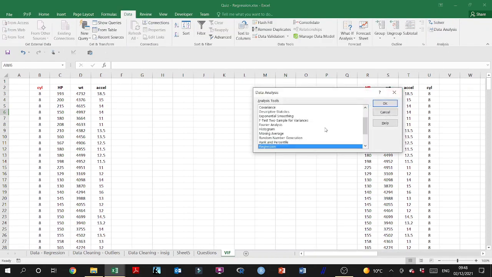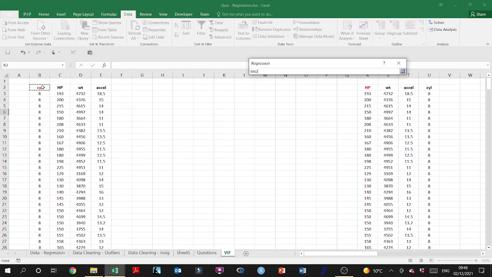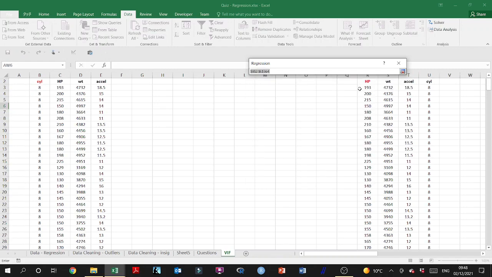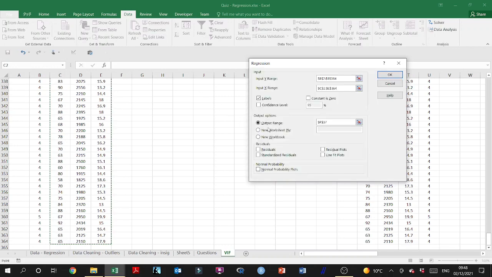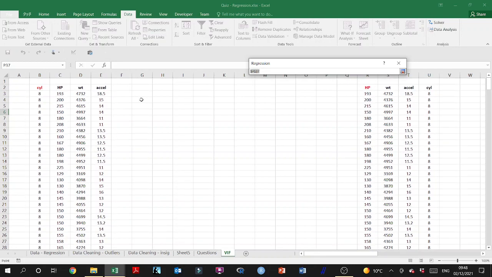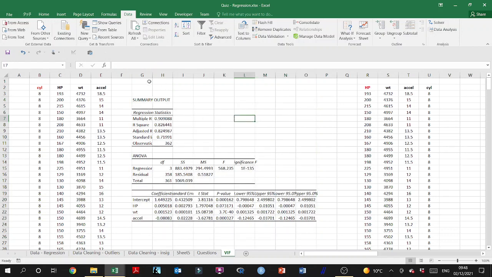Data analysis, regression, y is the one in red, and the x variables are all the other x variables. And the output is here. And then we can go like that.